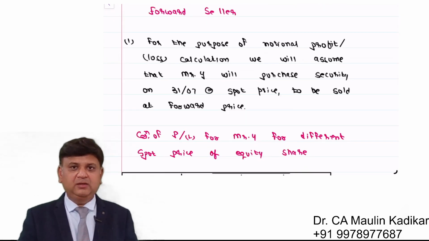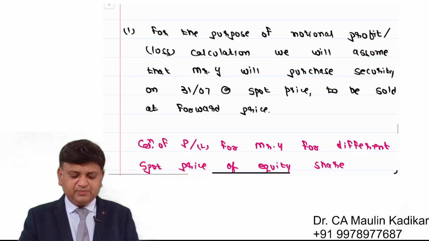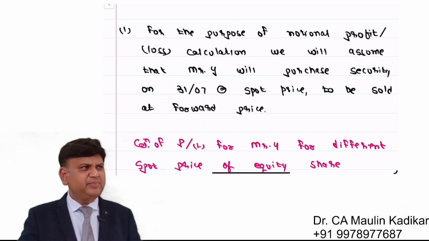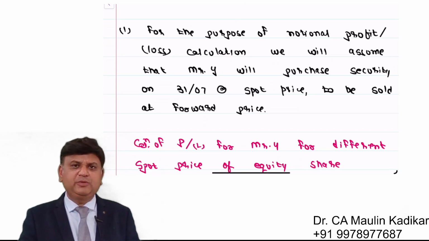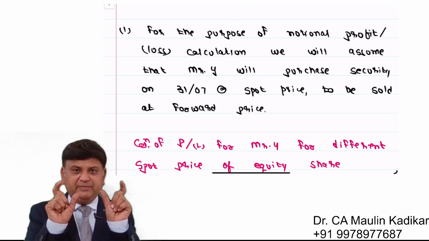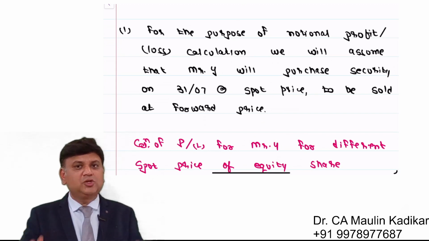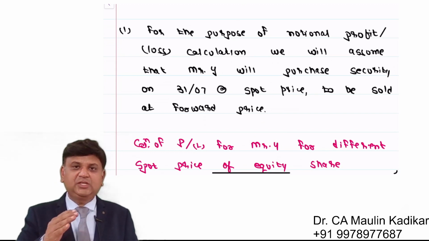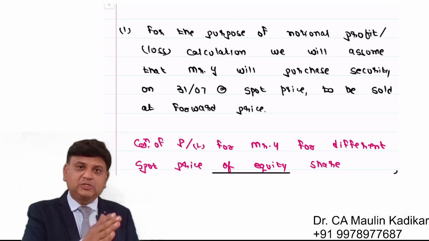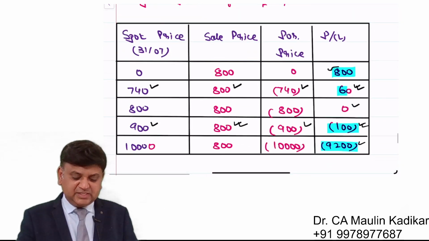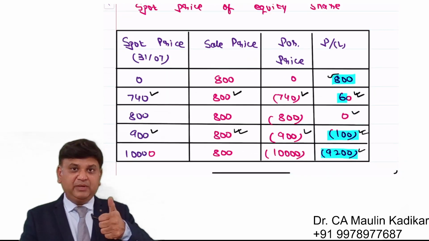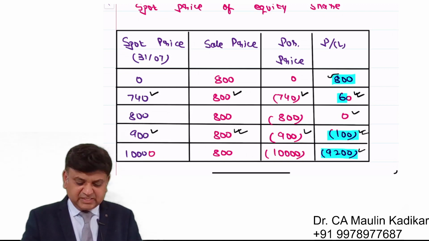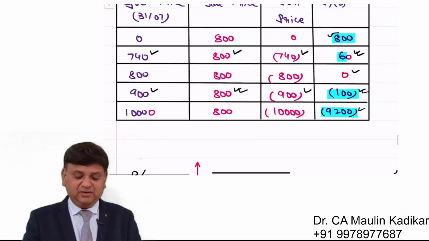Understanding the forward seller: a forward seller is basically a trader who has entered into the transaction to sell the underlying asset. The price at which the security is going to be sold is predetermined. The time period after which the transaction will take place is also predetermined. So Mr. Y is going to purchase the security on that date from the spot market to be sold at the rate of 800. If prices are falling down, there will be a profit. If prices are going up, there will be a loss. That is the way the resultant profit or loss will be calculated.